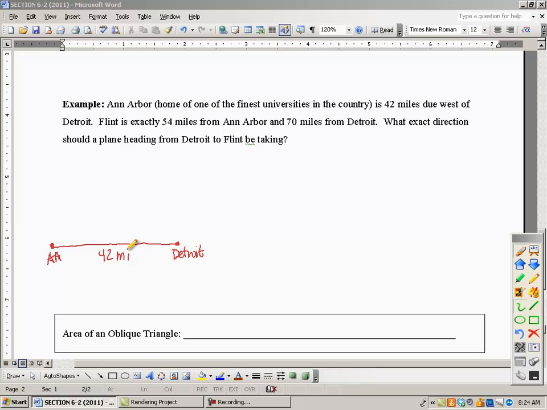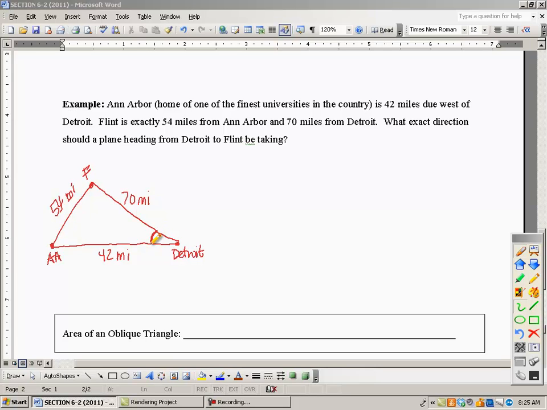Flint is exactly 54 miles from Ann Arbor. And I'm going to put it here, 54 miles from Ann Arbor. I'm just going to call this F for Flint, and 70 miles from Detroit. What exact direction should the plane head from Detroit to Flint? They mean what angle from Detroit to Flint.